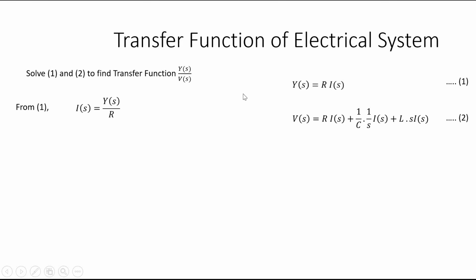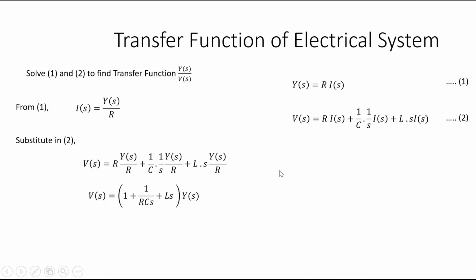Then we can find the transfer function by solving these two equations. From the first equation we can take I(s). We have to eliminate I(s), and we have to take Y(s)/V(s). So we can find I(s) from equation 1 as Y(s)/R, and substitute this in 2. So it becomes V(s) equals Y(s)/R, plus 1/C into 1/s into Y(s)/R, plus Ls into Y(s)/R. Then we can take Y(s) common here. Then the ratio Y(s)/V(s), the transfer function, becomes 1 over 1 plus 1/(RCs) plus Ls/R.